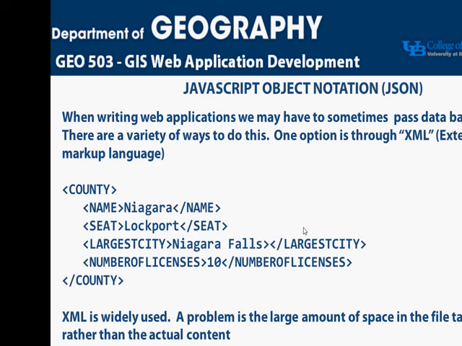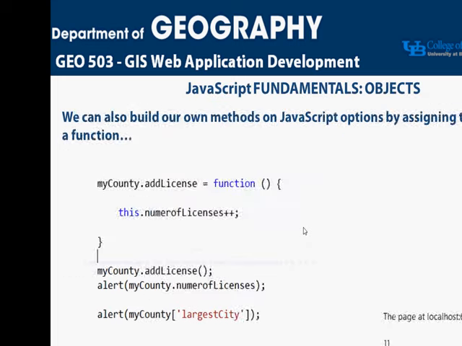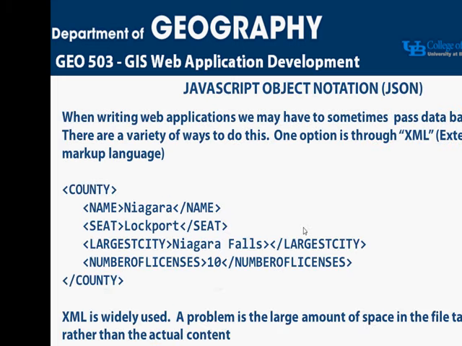So in JavaScript itself, remember we defined an object with properties. Here's how you would define an object using XML for county. So we're defining the object as a county, and then there are sub-attributes. So here's how we would define Lockport, Niagara, Niagara Falls, and number of licenses.